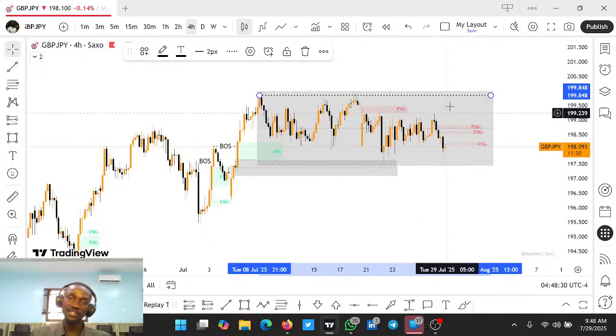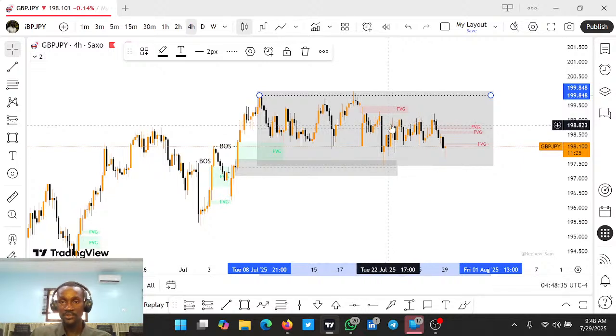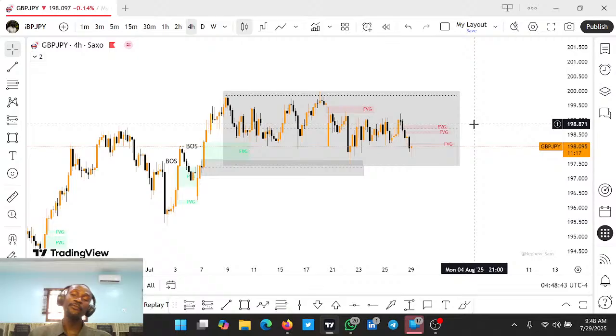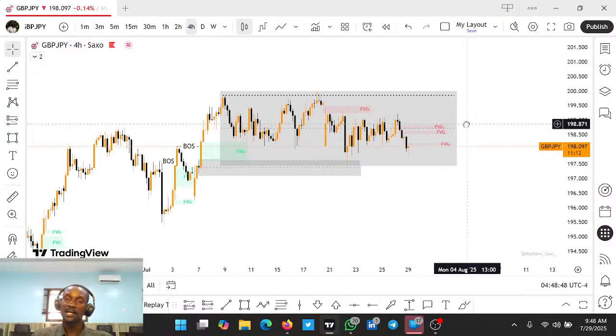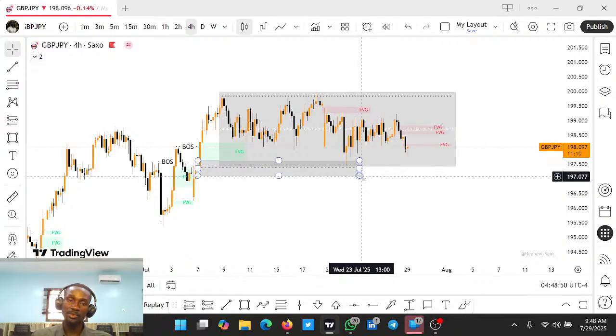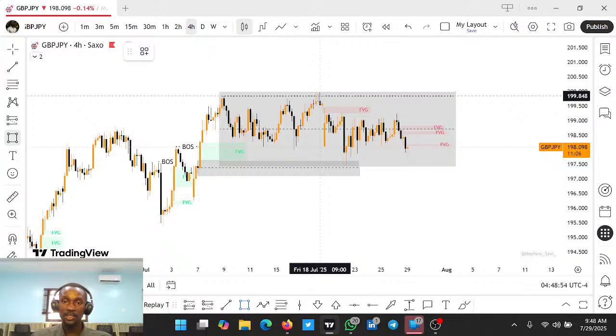Price has just been ranging. So in this kind of market, what do you do? You either stay out of the market, or you buy low and sell high. That's what you do in a ranging market. But from the higher time frame, I said GBPJPY has been selling. So what should I be looking for? Opportunities to sell with the market.